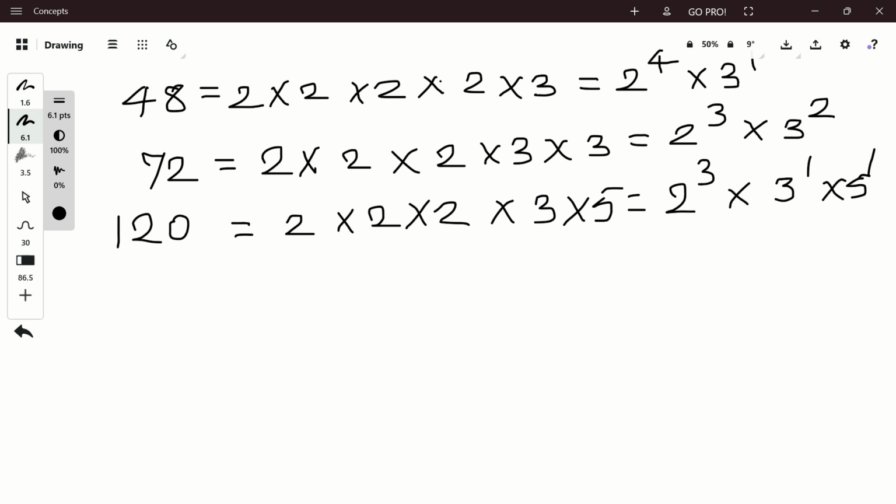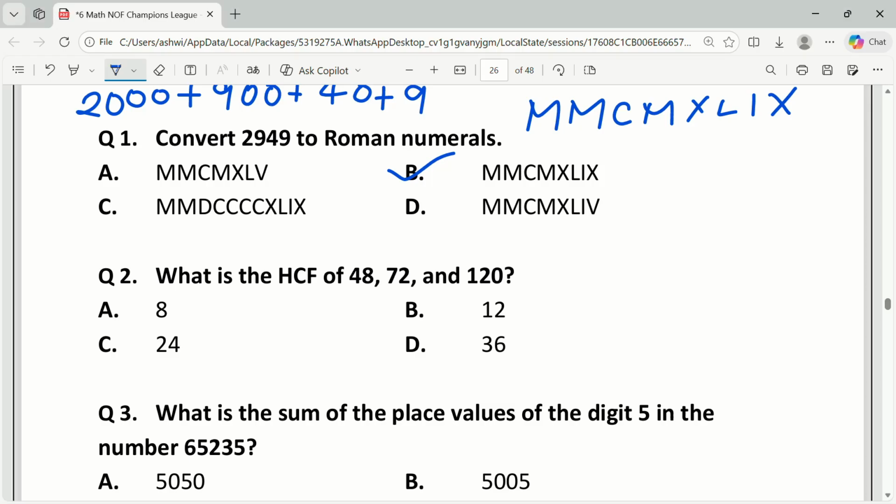Common prime factors are 2 and 3. The lowest power of 2 is 2 to the power 3 and the lowest power of 3 is 3 to the power 1. So HCF is the product of the common prime factors raised to their lowest power, which is equal to 24. Comparing with the options, the answer is C, 24.